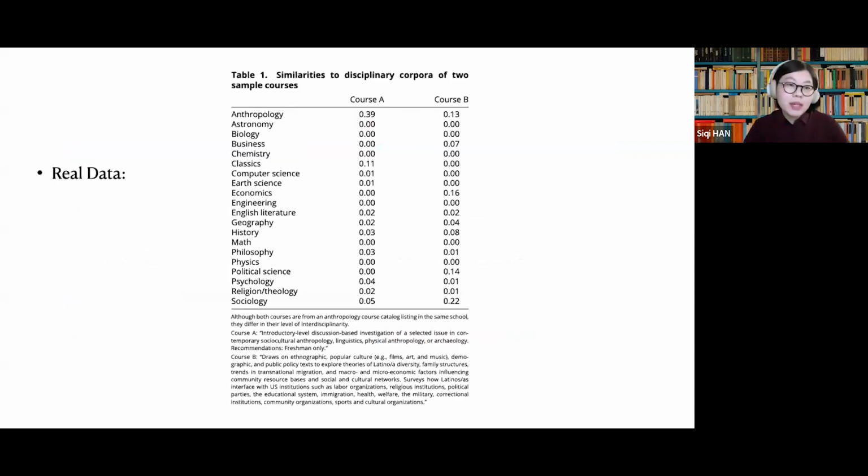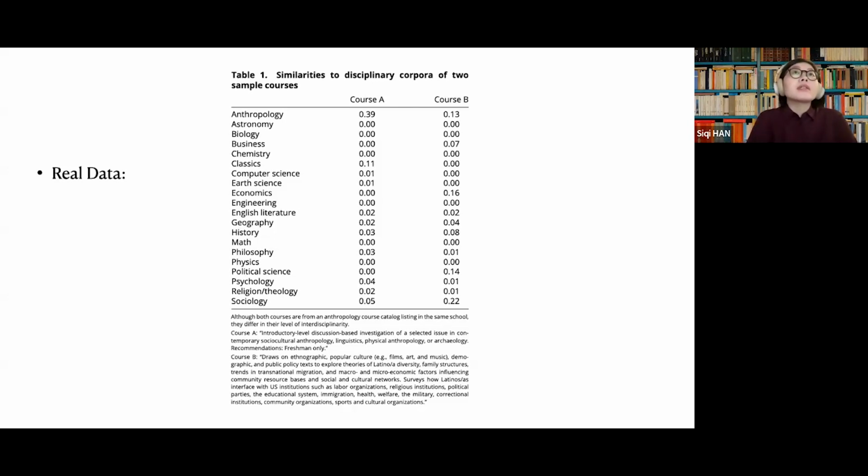Of course, we cannot only study the similarities between a course and 3 disciplines. We actually studied the 20 most common disciplines across institutions. And you can see they include not only social science, but also science and humanities. So I listed in our paper the 20 fields here. And these are 2 real courses, not the hypothetical ones anymore, the course A and course B, taken out of the real data that we collected. You can see the course B here.